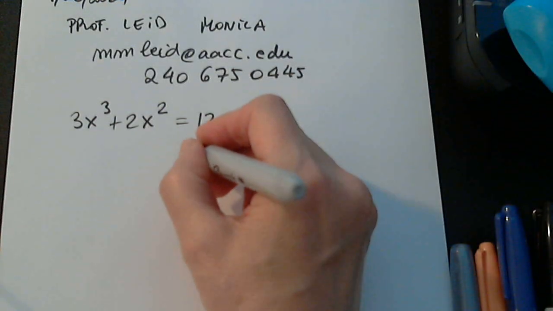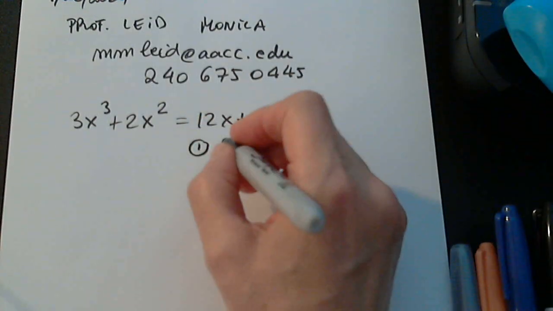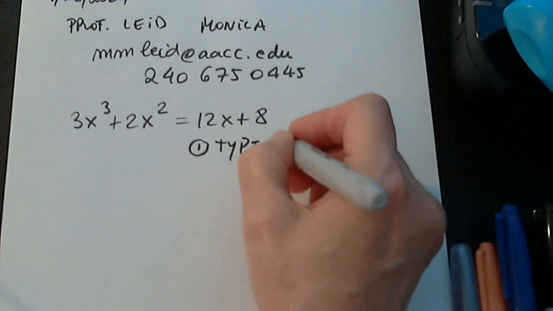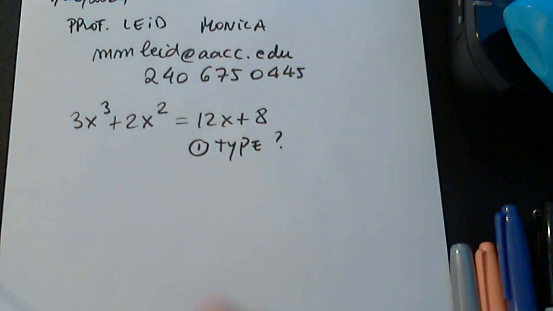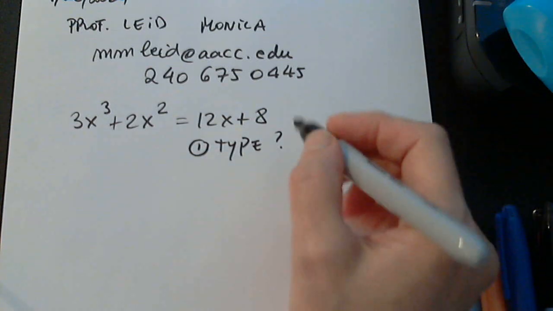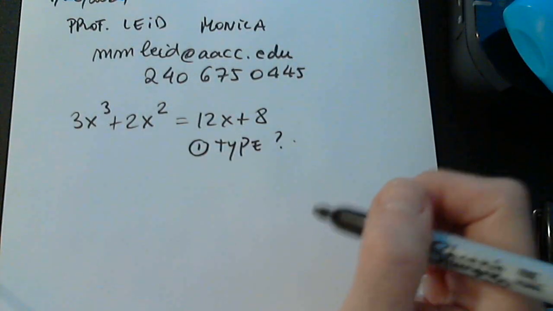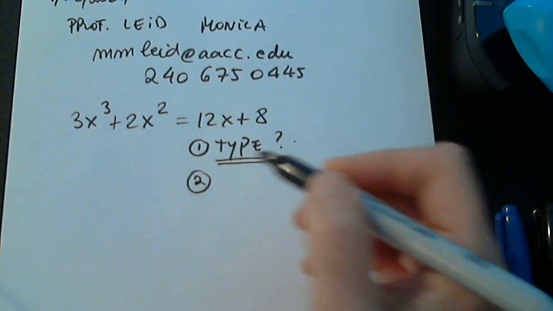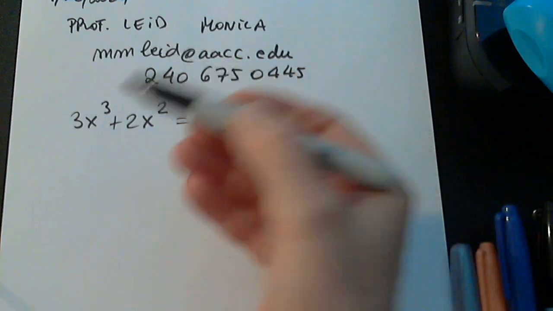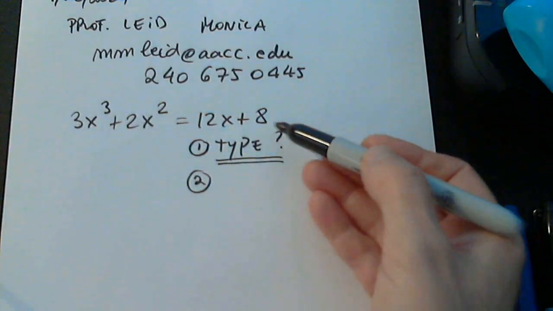So my first question to myself is, what is the type? Because if it's logarithmic, if it's exponential, if it's quadratic, I have to identify it first. Assuming that once I identify it correctly, I will know how to get to step 2. So can anyone tell us what type of equation this is?